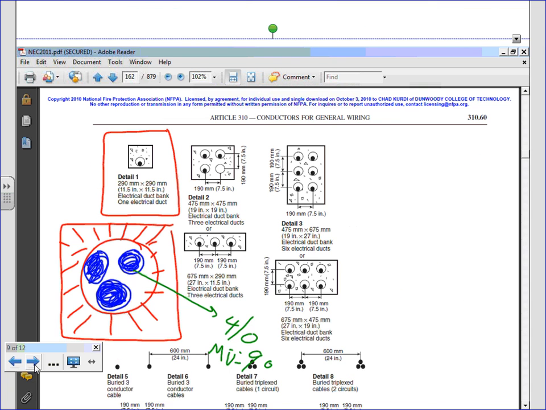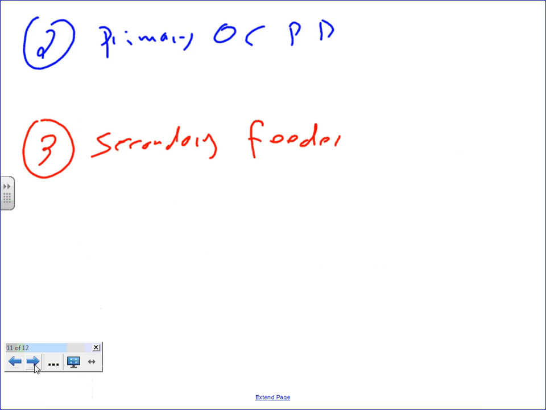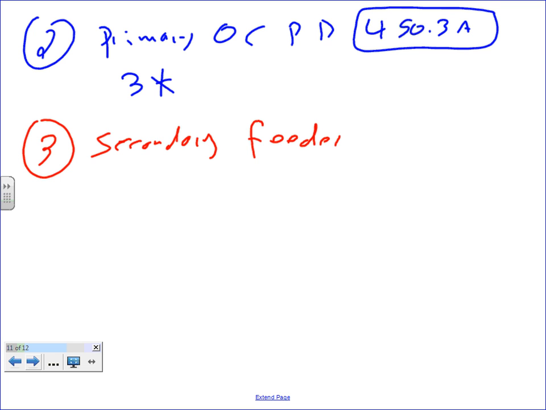So here are the tables that we went to. Okay. Let's go back to the primary overcurrent protection device. We're going to do the primary now. The primary overcurrent protection device, guys, 450.3(A). You're going to go to 450.3(A), and I took you there. What was the multiplier? Anybody remember? It was 3 for the overcurrent protection device.